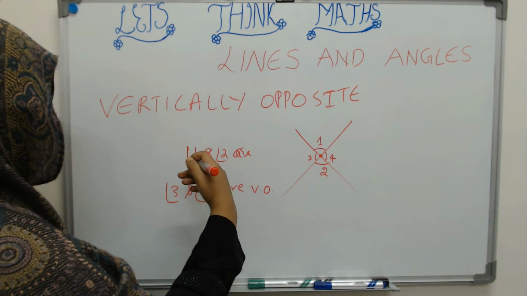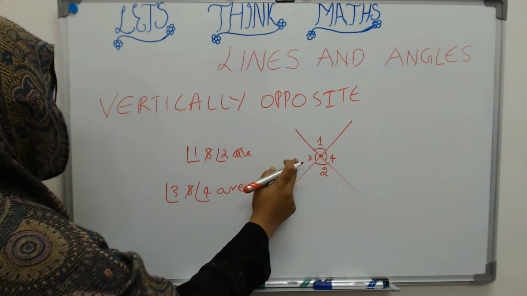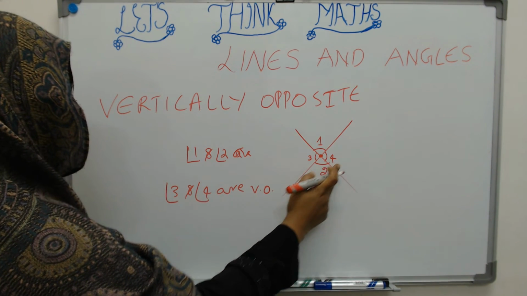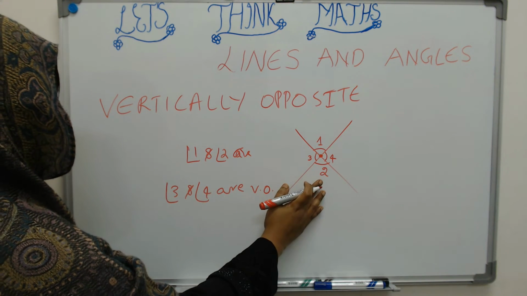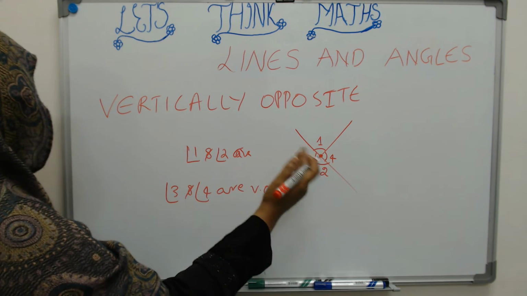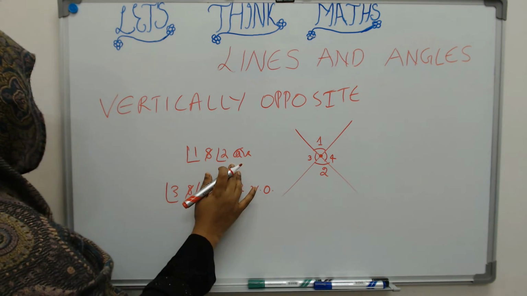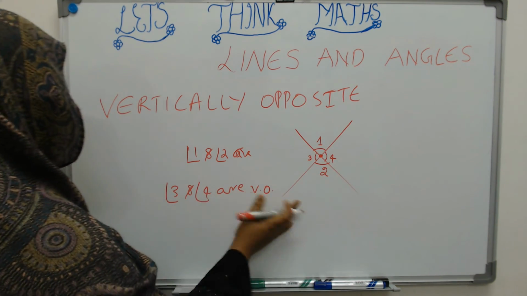And what about 1 and 3? That is what we learned just now, right? 1 and 3 are adjacent. 1 and 4 are adjacent. 4 and 2 again adjacent. 2 and 3 again adjacent. So only 1 and 2 are vertically opposite and 3 and 4 are vertically opposite.